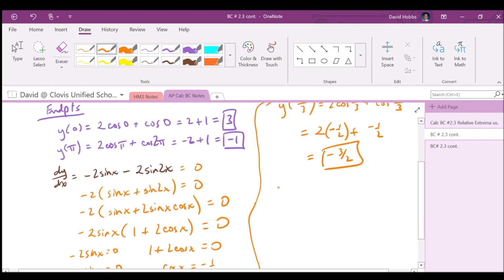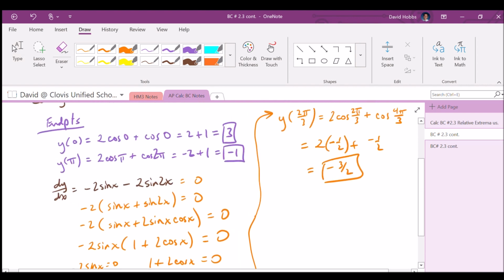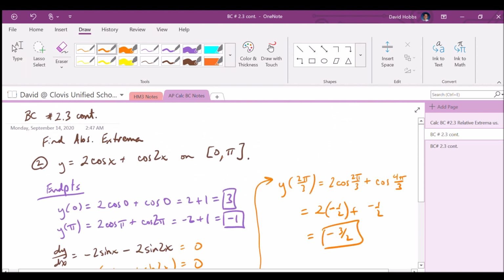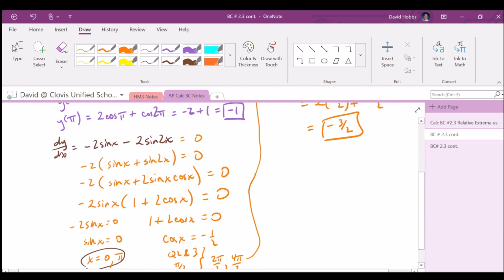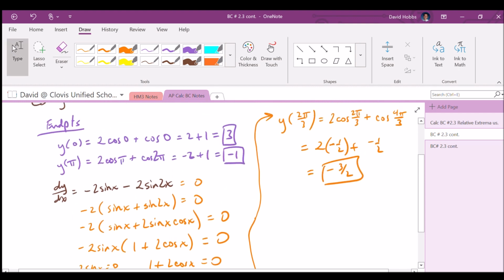Okay, last one to test. But wait a minute, 4 pi over 3. Is 4 pi over 3 in this interval? No, it's outside of that interval. So therefore, we've tested the last one that we need to test. Okay, so let's look at our three values. We've got the values for the two endpoints, 3 and negative 1, and we've got the value at the one critical point that was actually in the interval, and it's negative 3/2.